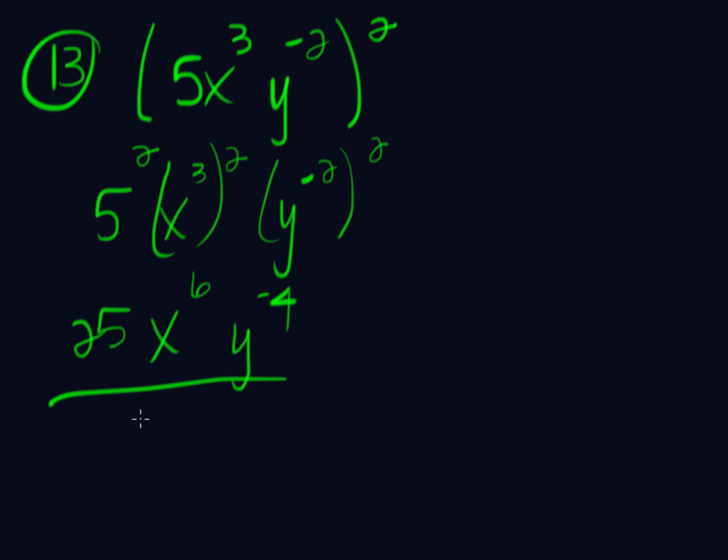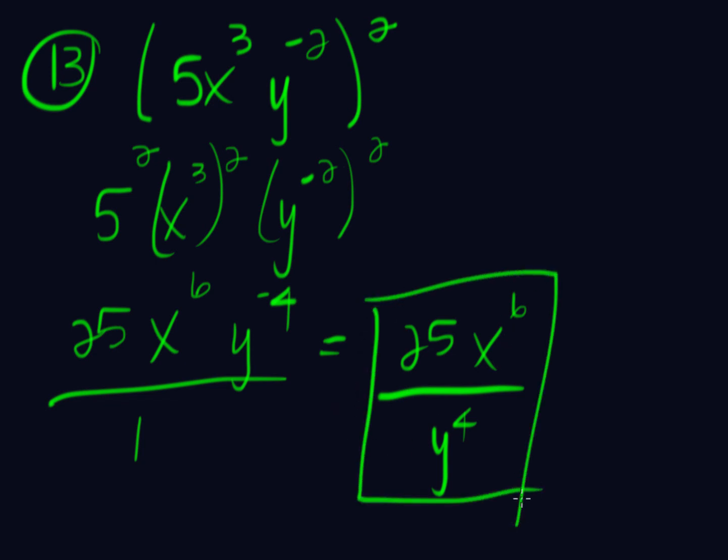And we can think of this as over 1 and move to step 2 where we change any negative exponents to positive. So the 25 is in the numerator and the x to the 6th stays in the numerator. But because y was to a negative power, we move it to the denominator and make that power positive, and we're all good. So 25x to the 6th over y to the positive 4 is our final answer.